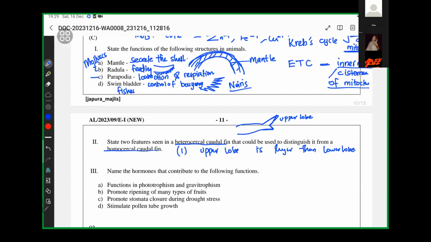The second feature is the vertebral canal. The vertebral canal from the brain will extend to the upper lobe. It will go like this. So that is a feature. So the vertebral canal extends to the upper lobe.